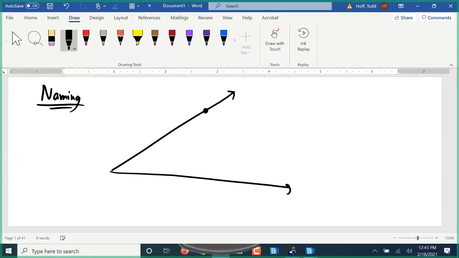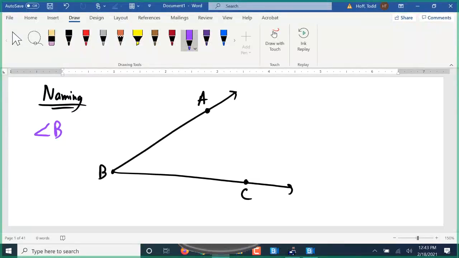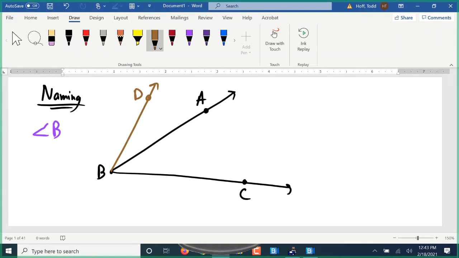So if I have this angle here, and I'll label points on the sides and the vertex, I could just call this angle B, because B is the vertex of that angle, and it's really the only angle on there with a vertex of B. However, if I added another line like this, now just saying angle B is a little ambiguous. There's multiple different angles that could be referring to.